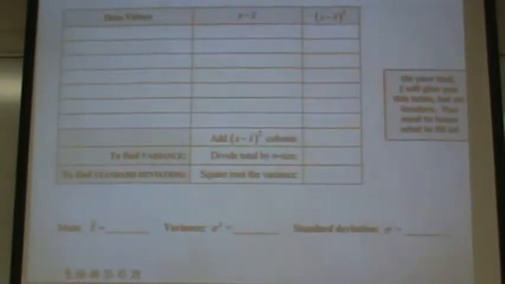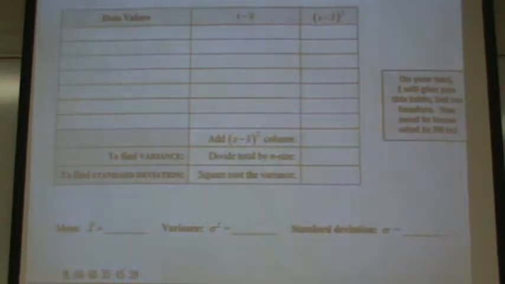On the next page, number 7. So number 7, we're given these data values. Again, it's just good practice to reorder them so that they're in increasing order. So we have 10, 12, 13, 15, 17, 18, and 21.